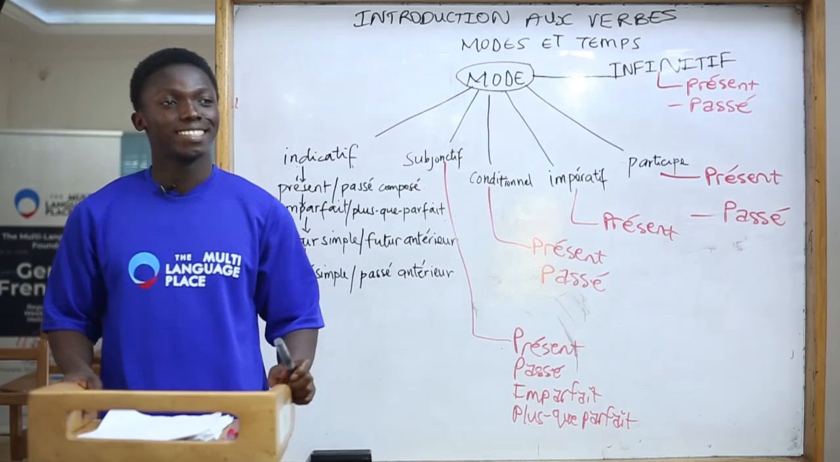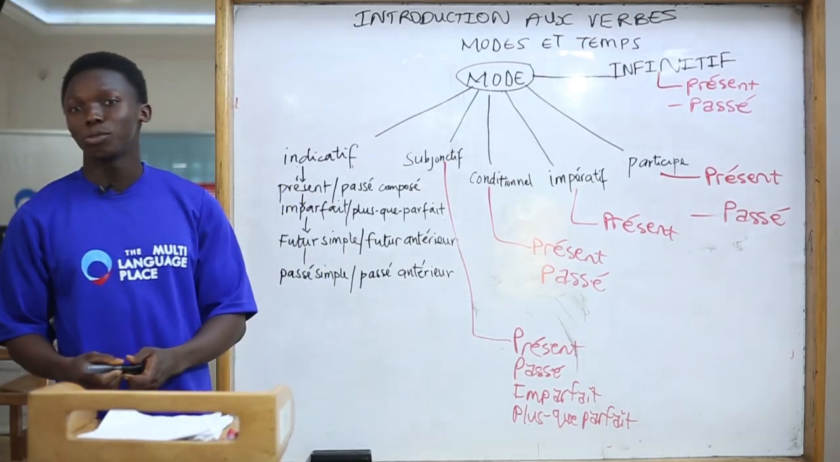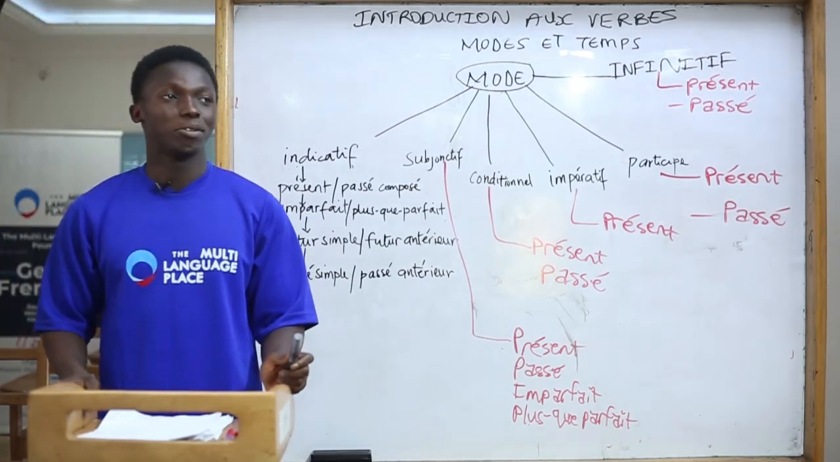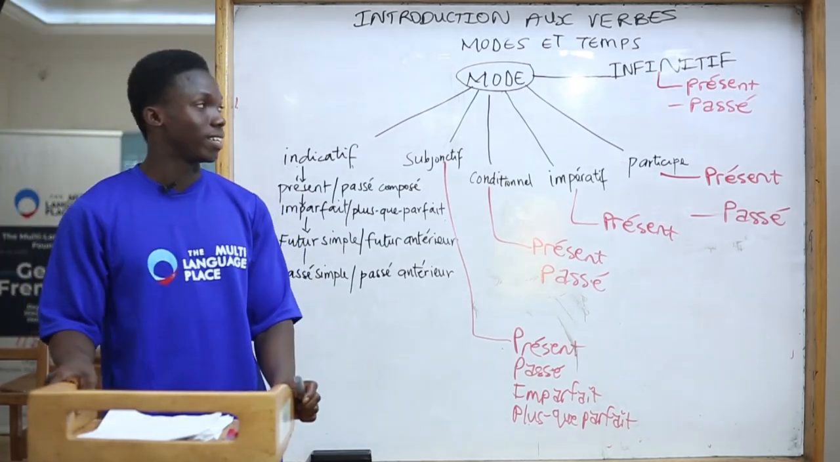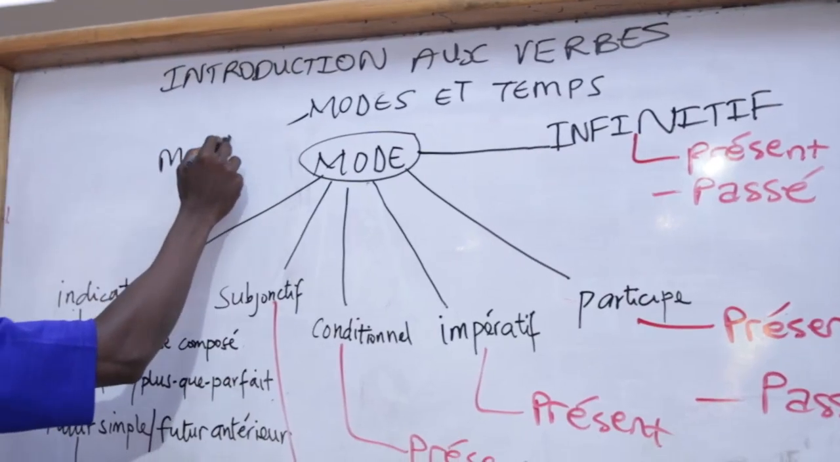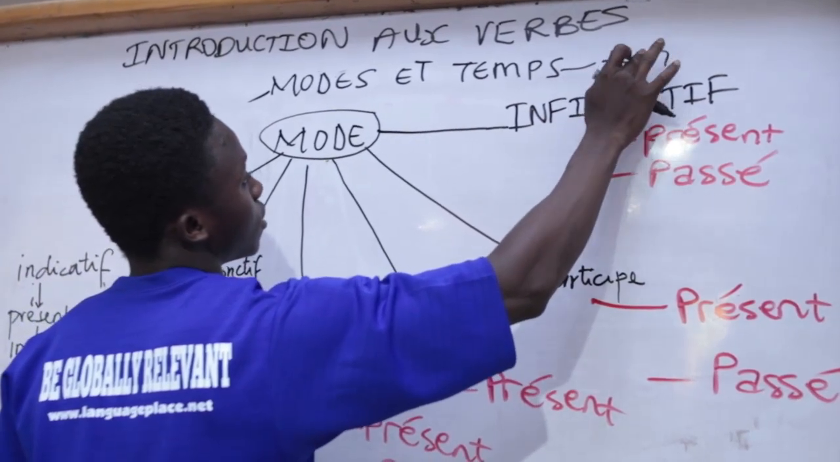Surely tenses as a topic is not something new to you. In English we have present tense, past tense, past participle, and so on and so forth. So also we have in French. This means moods, while this means tenses.